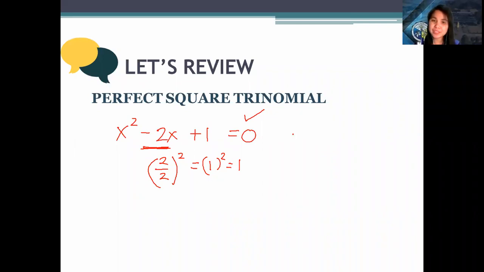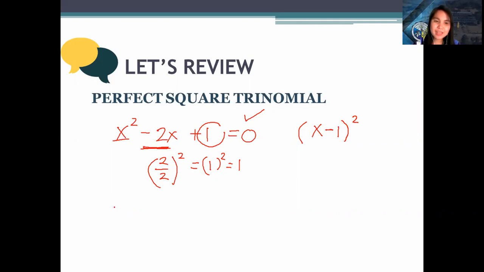Now, what are the factors? The factors are the square root of x squared, x. Copy the sign of the middle term, minus, then the square root of the last. Square root of 1 is 1. So the factor of this is x minus 1 squared.